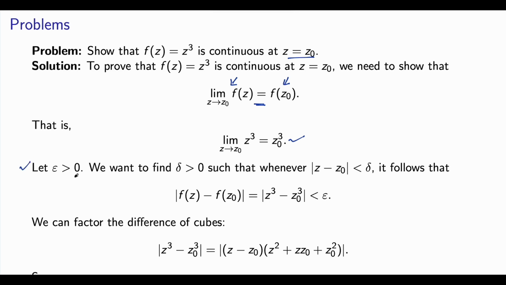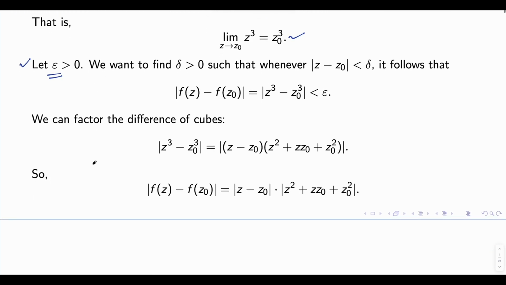Now we want to see the same problem using the epsilon-delta setup. So let epsilon be greater than 0. We want to find delta greater than 0 such that whenever |z - z₀| is less than delta, it does follow that |f(z) - f(z₀)| = |z³ - z₀³| is less than epsilon, right? So for given epsilon, or for all epsilon, we have to find such a delta.